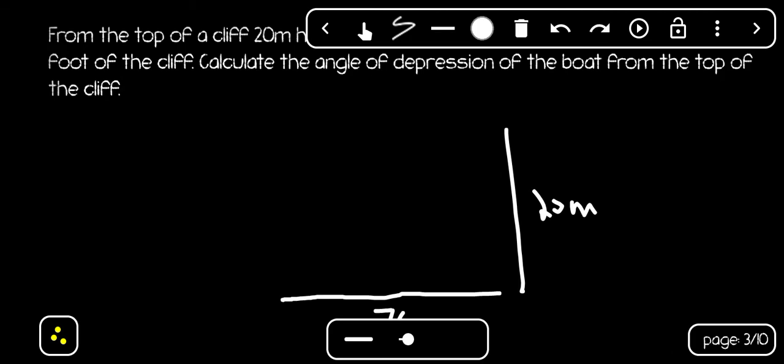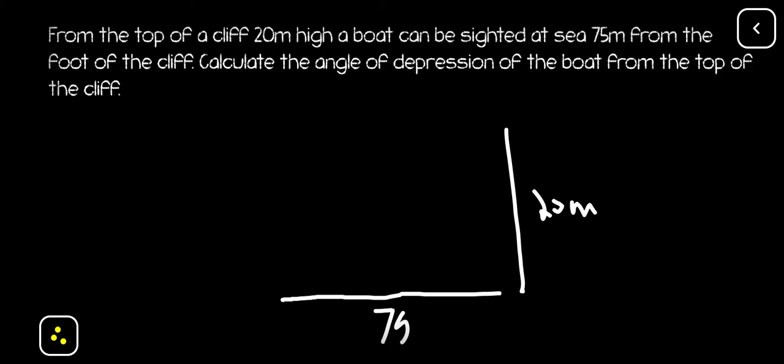Let me write that. Okay, 75 meters like this. So this is from the foot of the cliff. Okay, so we have a boat here. So now it is sighted from the top of the cliff because they say from the top of the cliff, 20 meters high, a boat can be sighted. So from the top of the cliff, a boat is sighted. Now the question is calculate the angle of depression of the boat from the top of the cliff.